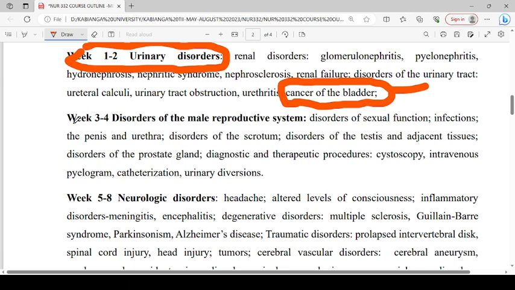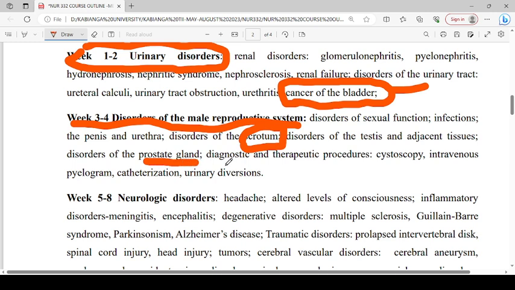Next will be weeks 3 to 4, where we'll be concentrating on the male reproductive system. And the male reproductive system, you know how important it is? So we'll be looking at the disorders of sexual function, infections of the penis and the urethra, disorders of the scrotum. The scrotum normally should appear like an egg, right? Then you have the disorders of the testes, adjacent tissues, and disorders of the prostate gland.